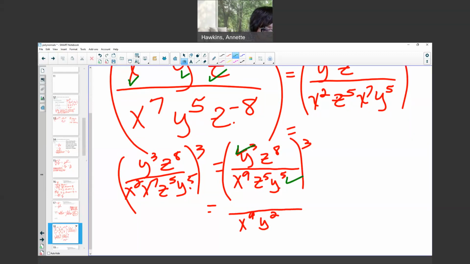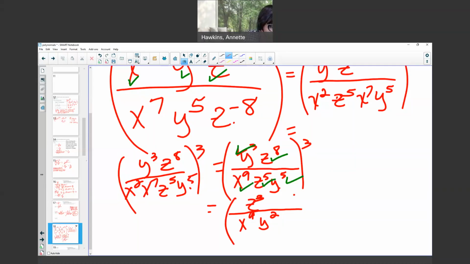Z to the 8th, z to the 5th. 8 is higher than 5, so I subtract in the numerator. 8 minus 5 gives me 3. So I've taken care of that z to the 8th, that z to the 5th, x to the 9th stay.